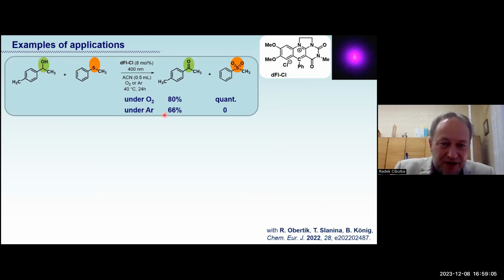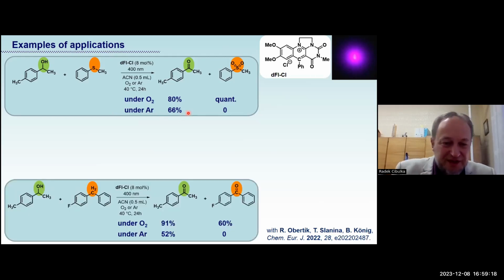But under argon, there is only the dehydrogenation reaction and not this oxidation, because we have no oxygen in the system. So under argon, we have pretty nice chemoselectivity. Very similarly, under oxygen, we can observe both oxidation of alcohol and the methylene group to ketone. But under argon, we have only oxidation of alcohol to the ketone.